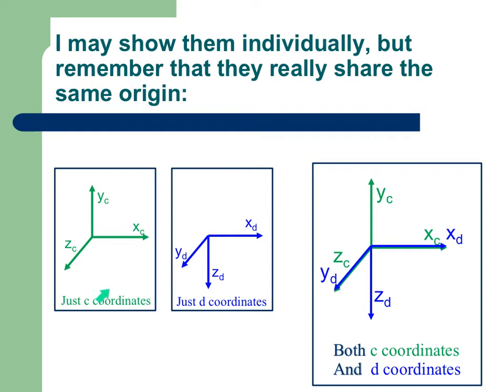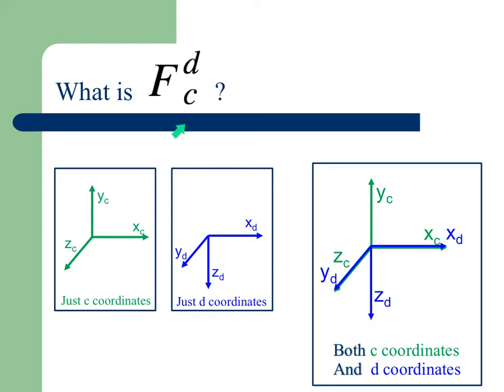So I may split them up just so that it's easier to see each one of these axes separately, each of the coordinate frames separately. But what I want you to remember is at all times, really, their origin is right here. They're both on top of each other. So I want to figure out what is F from C to D. How can I align the C axis with the D axis?